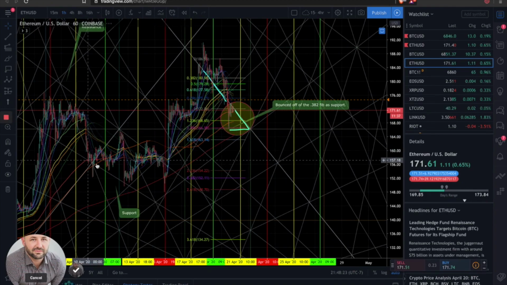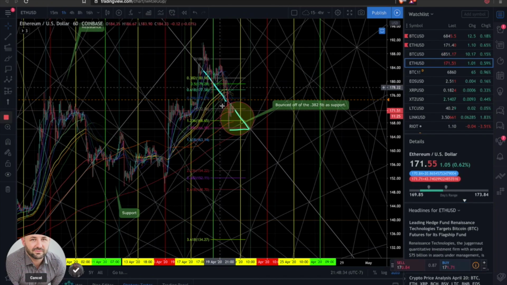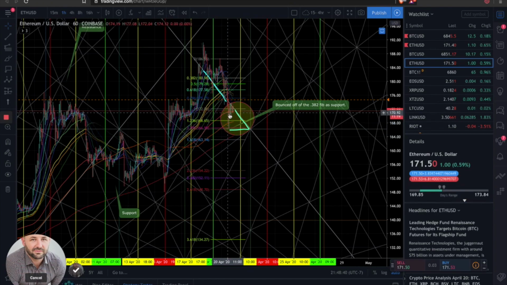We had this line right here that played as support, had the line above it, and this channel playing as resistance. And then even on this move up, this is the 0.5 fib of the overall drop from our most recent high. And we also came back down here for the 0.382 fib of that drop as well. We found it as support, and that's where we bounced.